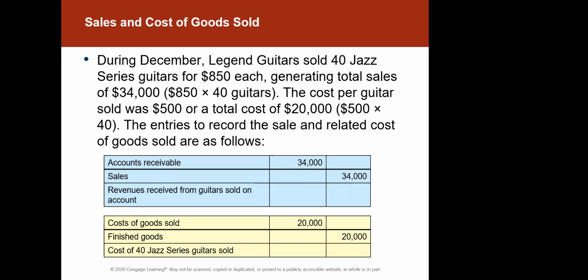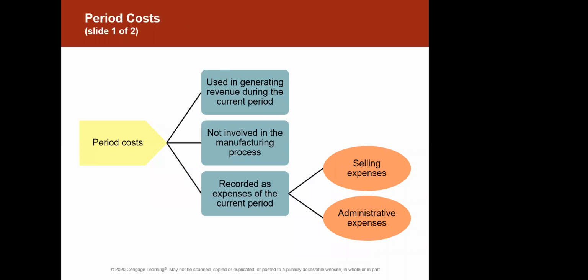So what was their gross profit on that sale, on that transaction? $14,000, right? Which is the sales minus the cost of goods sold. That's the gross profit. Now, when they start adding in all their periodic expenses, they can find out if they actually made a profit or not, right? So our period costs are costs that are used for generating revenue during the current period. They're not involved in the manufacturing process, and we just record them as an expense during the current time period. Usually that's selling expenses and administrative expenses.